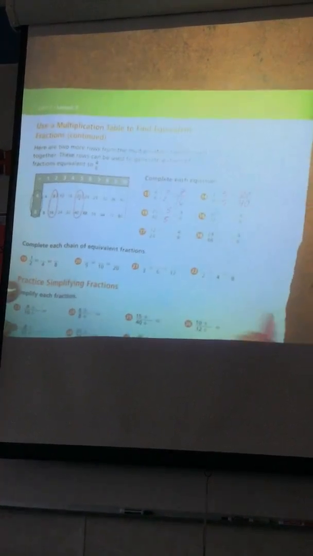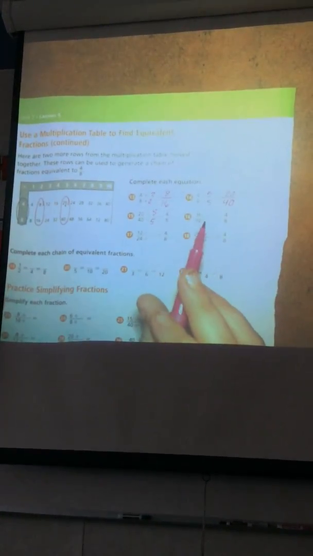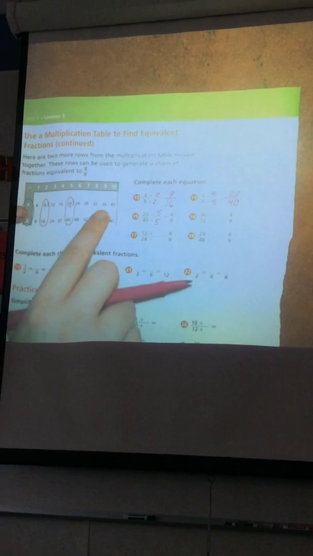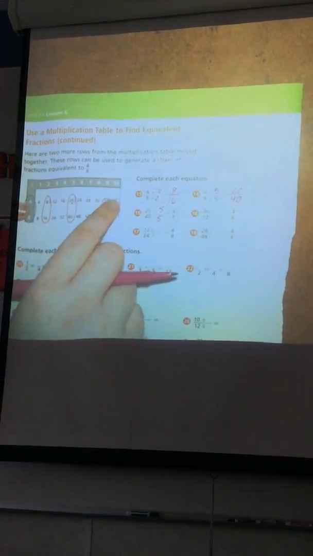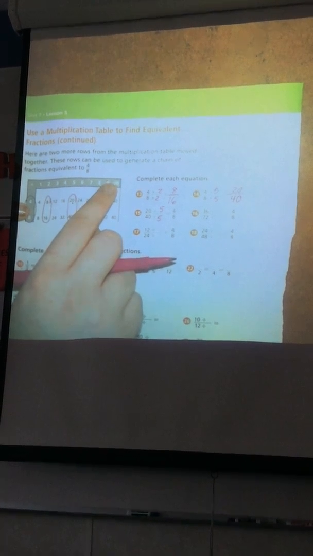So let's do the same thing here. We have 36. Okay, so let's find our 36 here. Here it is. Okay, and let's find what number goes right above it. And that is a 9.